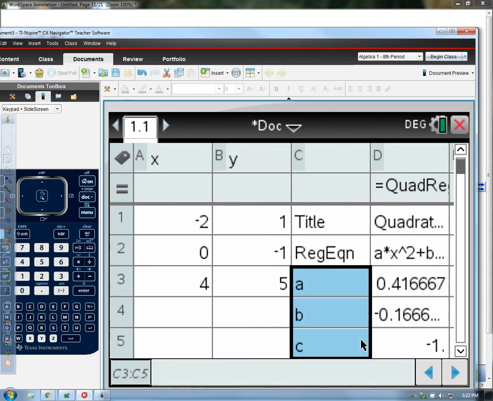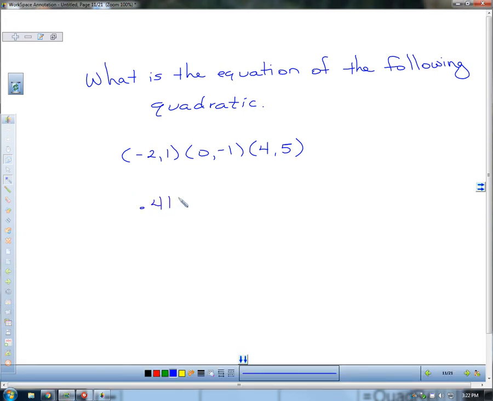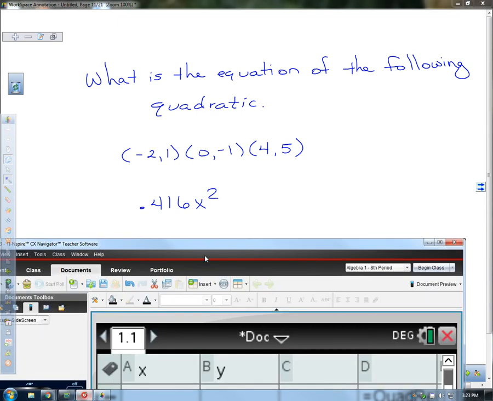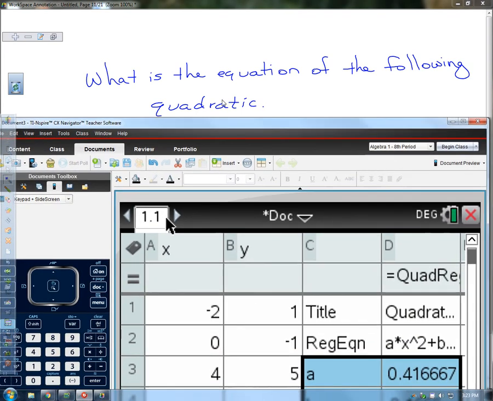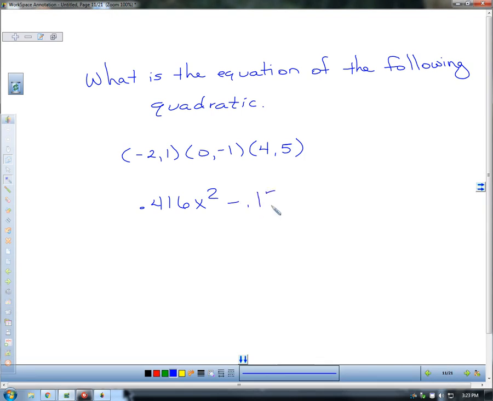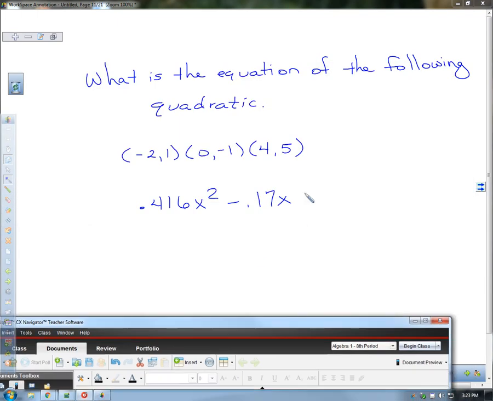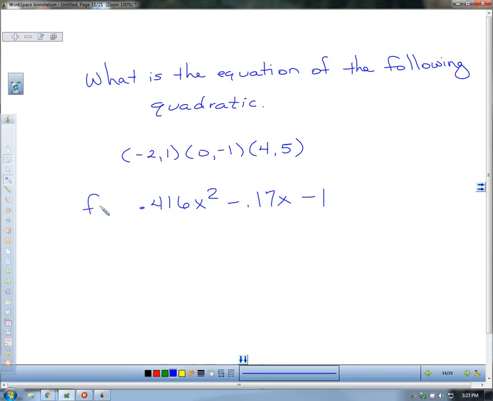So here's my A, B, and C. So on this, I would have 0.416 x squared minus 0.17x minus 1, and that would be f of x.